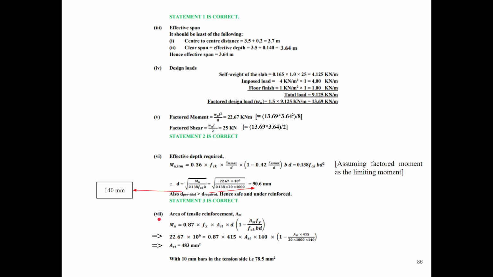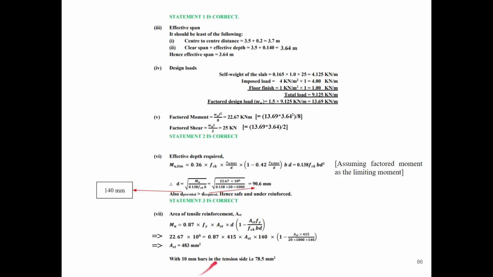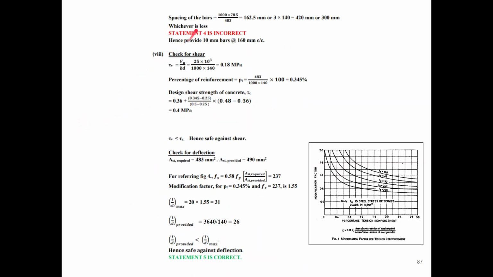Then, as I told you, only for finding the area of steel we use the steel moment carrying capacity. So we put in these values, Mu value is this much and other values. So we get area of steel as 483 mm square, and we are providing 10 mm bars. One 10 mm bar has an area of 78.5 square mm. So spacing of bars will be 1000 by 483 by 78.5, which is 162.5.